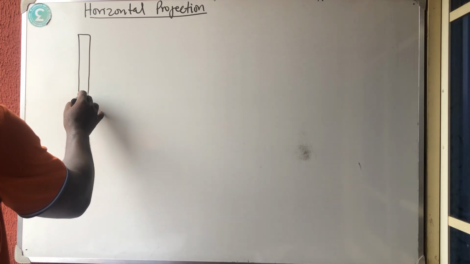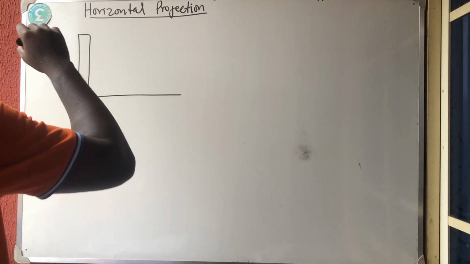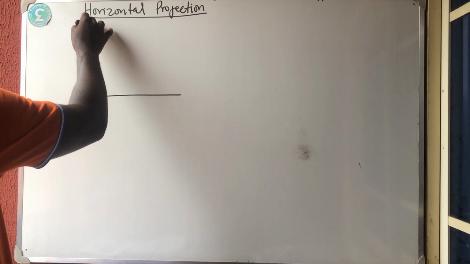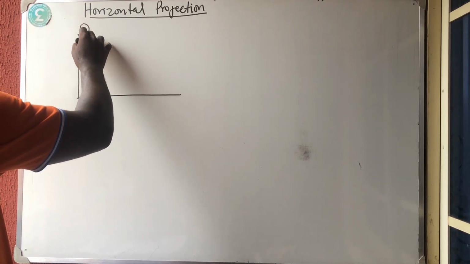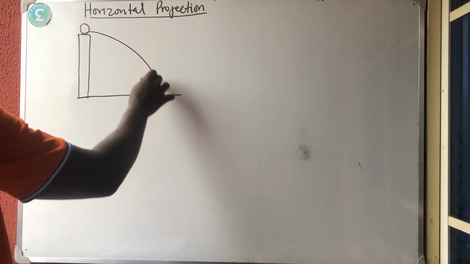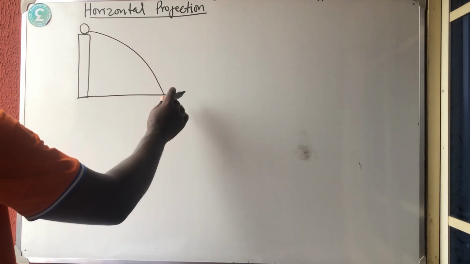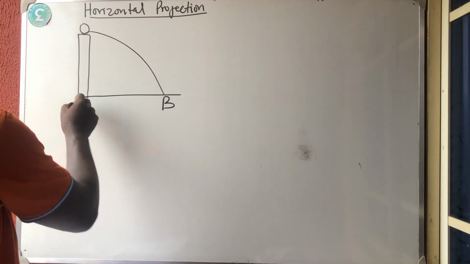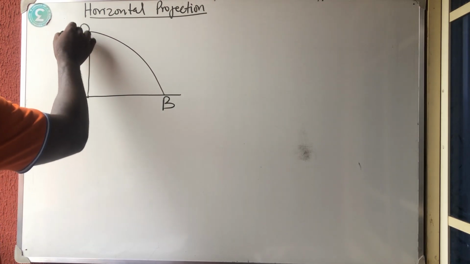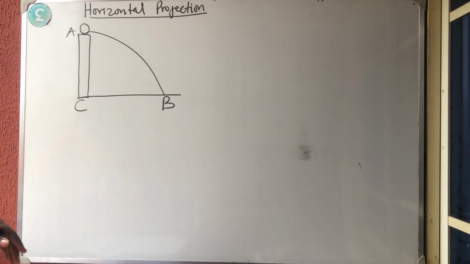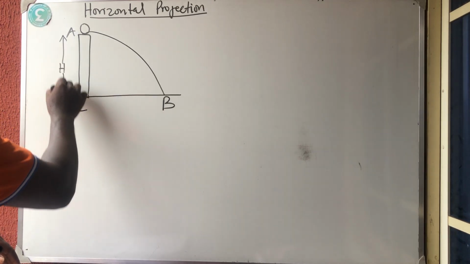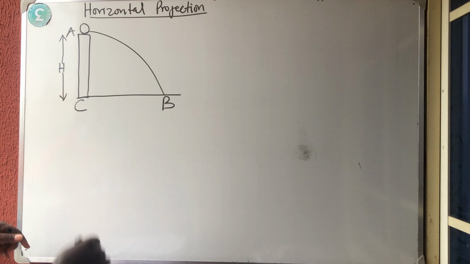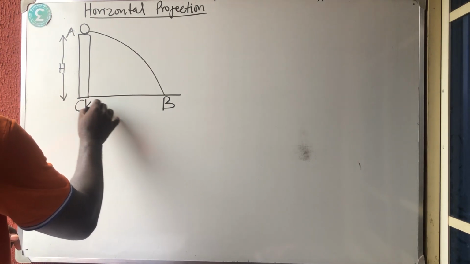Okay, so this is the horizontal ground, and I have a body here on top of this place. Now we drop this body from here till the body gets to the ground. So this is point B, point C, point A. This is the height. In fact, this is the maximum height. Then this is the range. Don't forget range.